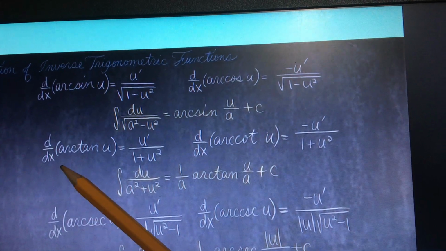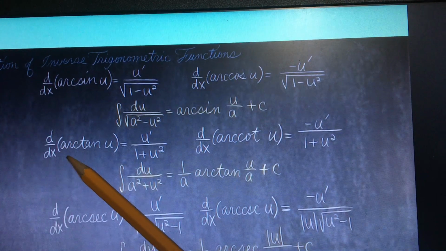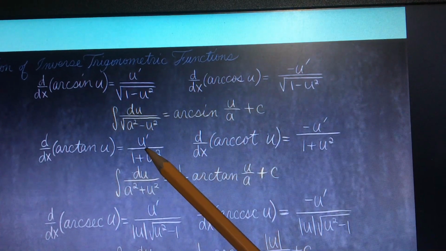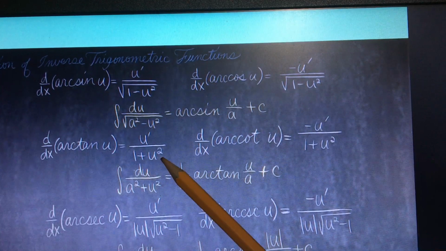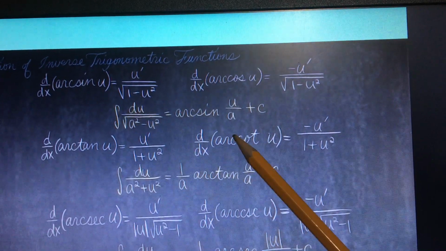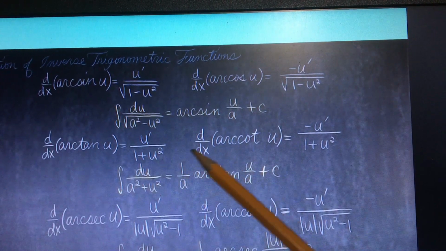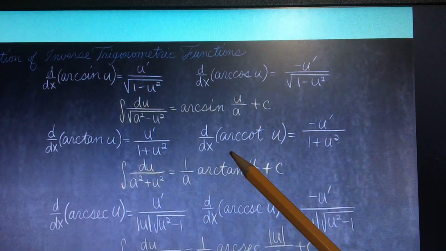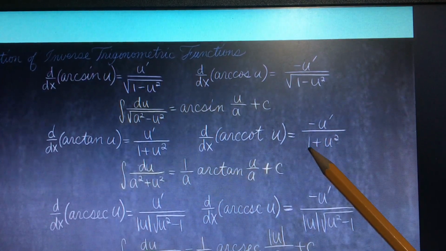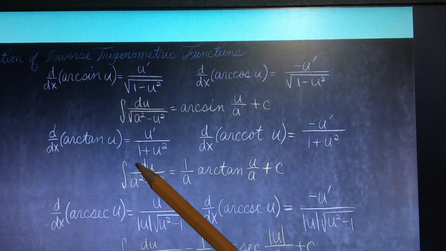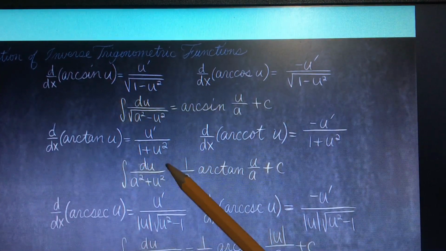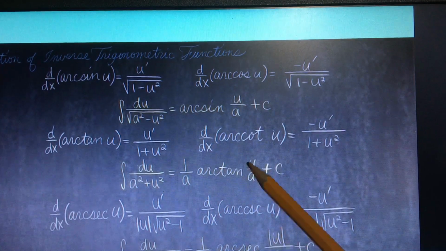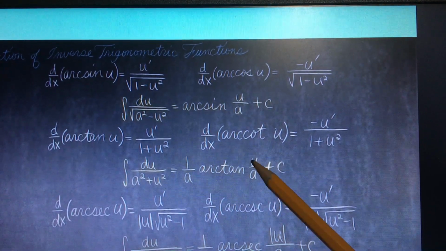Okay? Now, also from our differential calculus, if you take the derivative of arc tangent u with respect to x, or inverse tangent u with respect to x, this is equal to u prime divided by 1 plus u squared. And the derivative of its cofunction, which is the inverse cotangent u with respect to x, or arc cotangent u with respect to x, is equal to the negative of u prime divided by 1 plus u squared. And for the integral of du divided by a squared plus u squared, it is equal to 1 over a times arc tangent u over a, or 1 over a times inverse tangent u over a plus c.